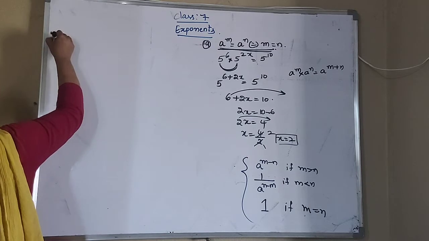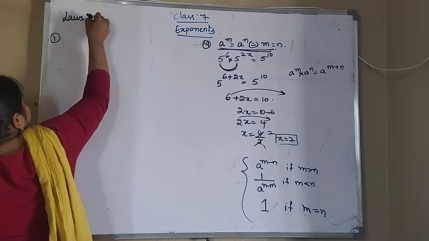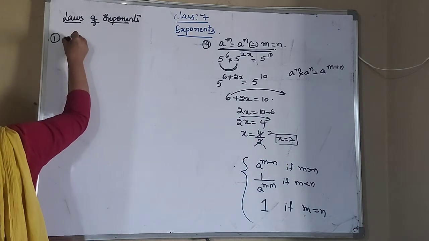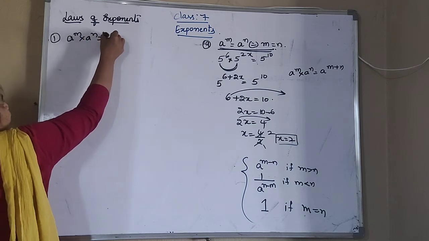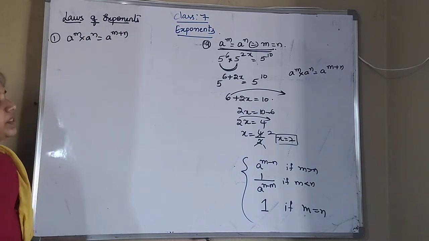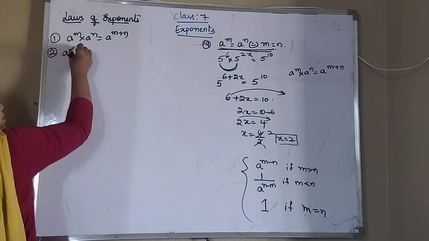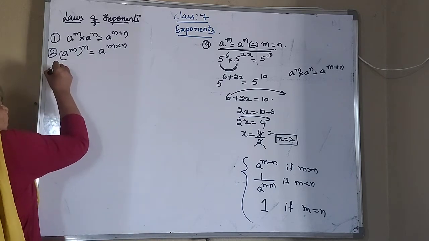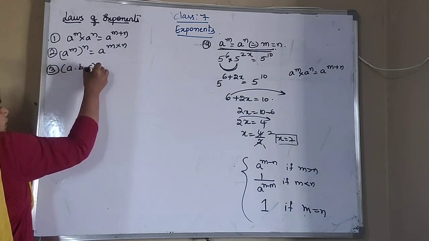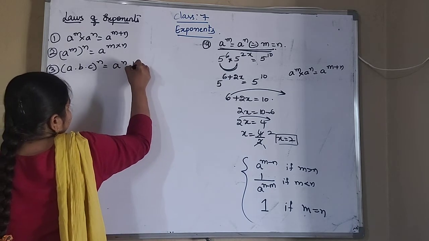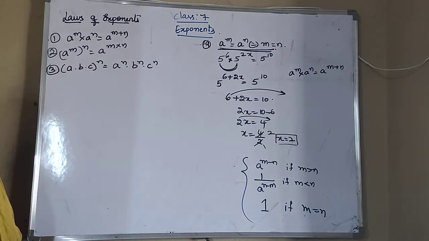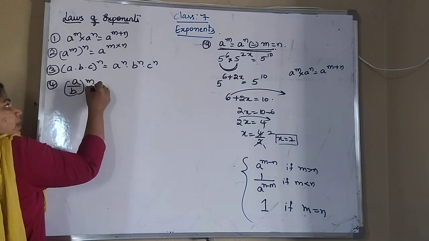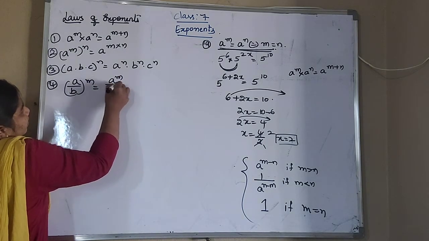So what is the first formula? Here, laws of exponents. A power m into a power n is equal to a power m plus n is the first formula. The second one is a power m whole power n is equal to a power m into n. The third one is a b c whole power n can be written as a power n into b power n into c power n. Next, the fourth one is a by b whole power m can be written in the form of a power m by b power m.